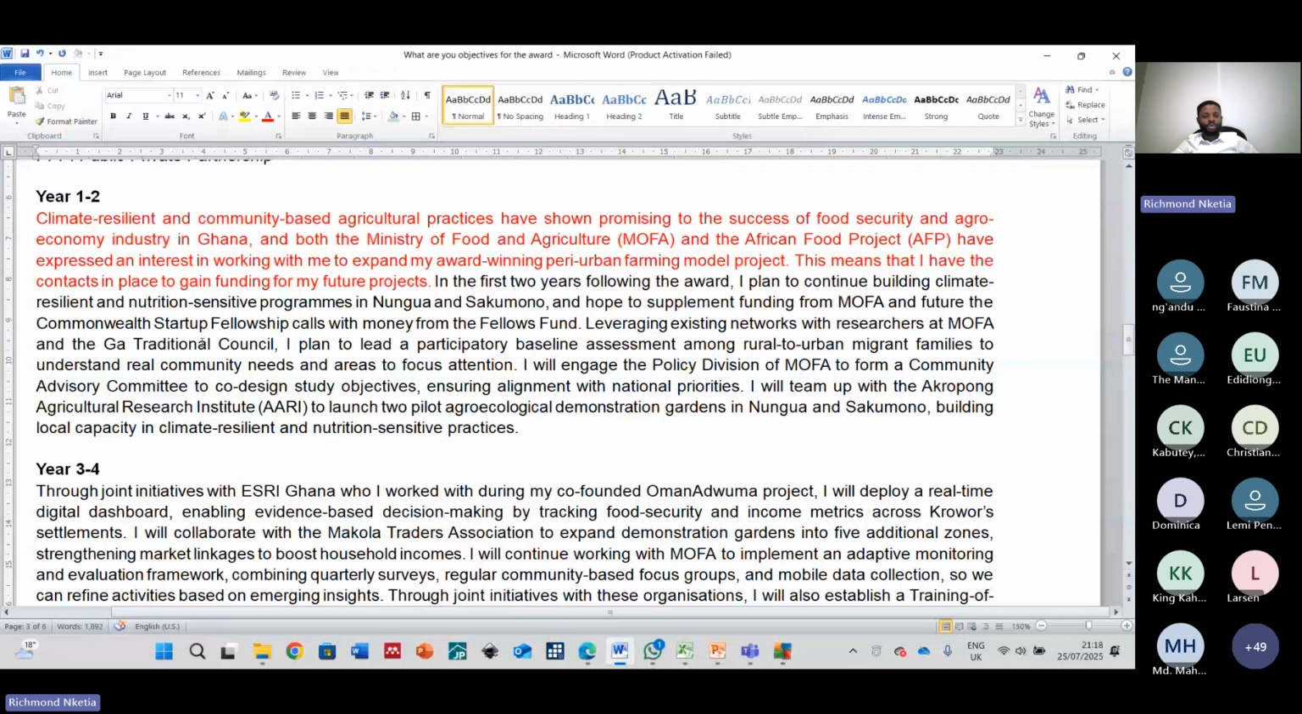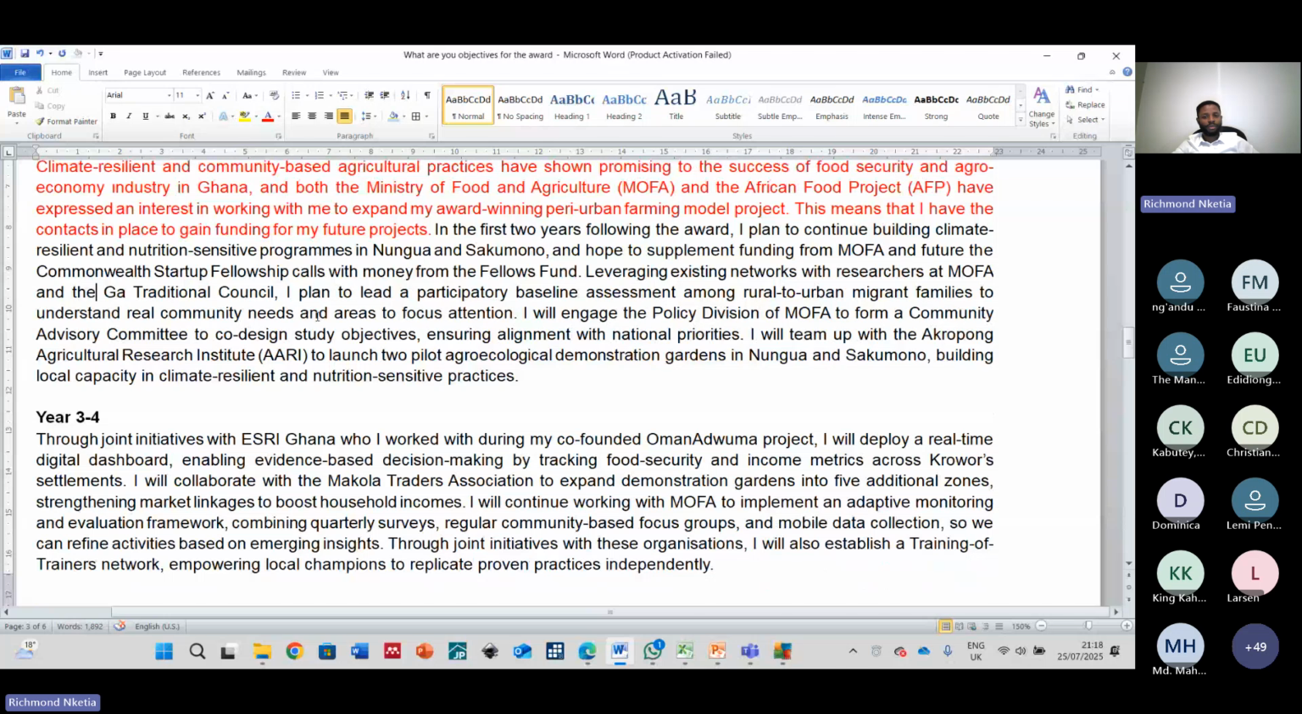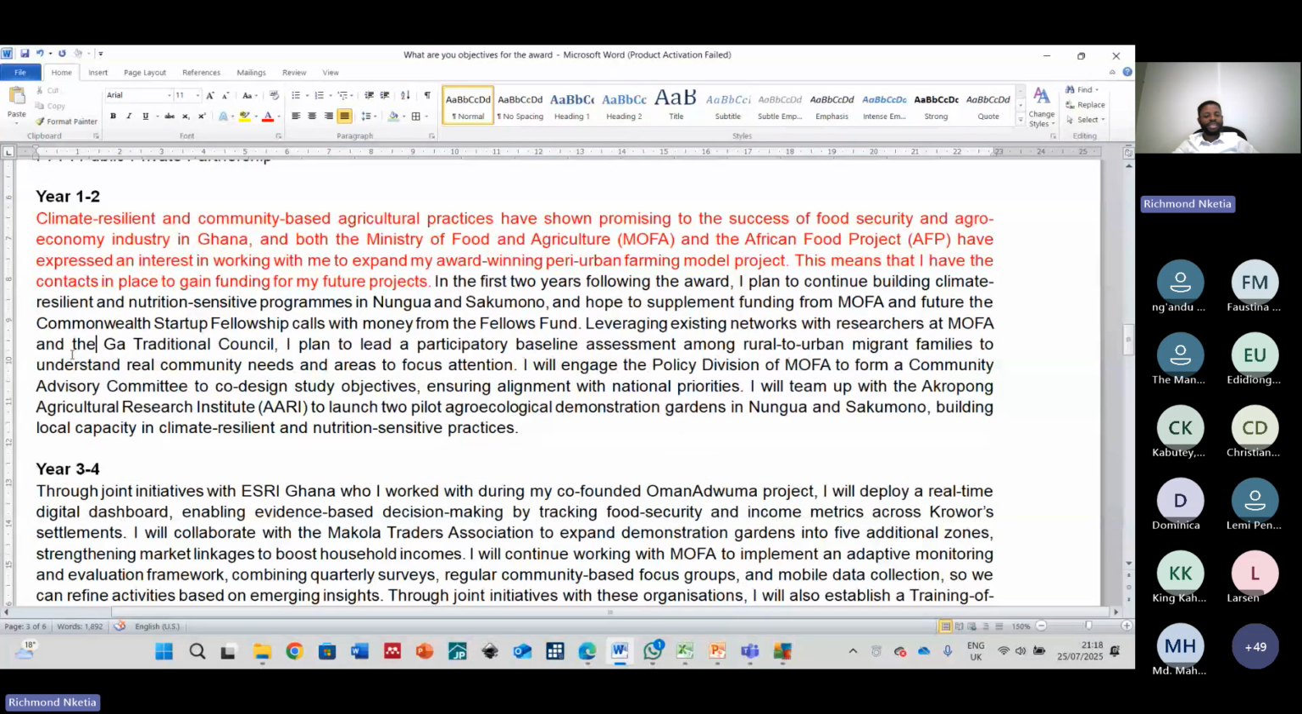So remember, I said I'm going to do participatory work, and it involves working with local people and relevant stakeholders like the Ministry of Health and other people. Yeah, and that's why I brought the Traditional Council in here. I plan to lead a participatory baseline assessment of rural to urban migrant families, to understand real-world community needs and areas to focus attention. I will engage with the policy division of the Ministry of Food and Agriculture to form a community advisory committee. I'm still within the first line.